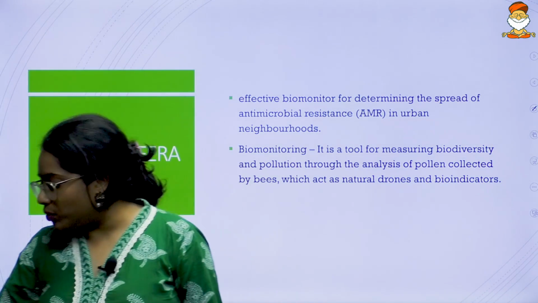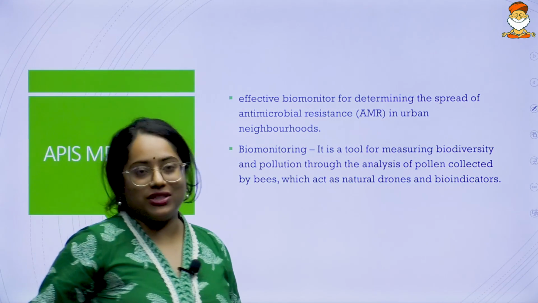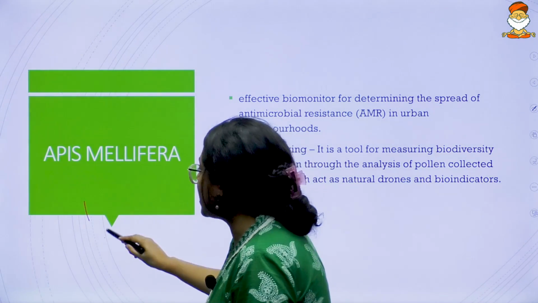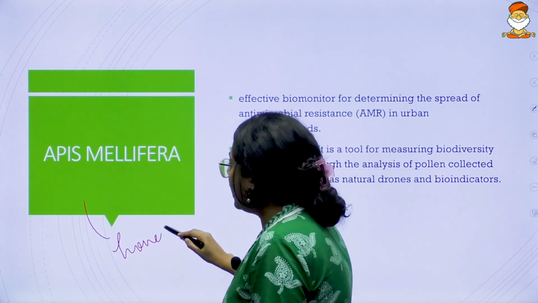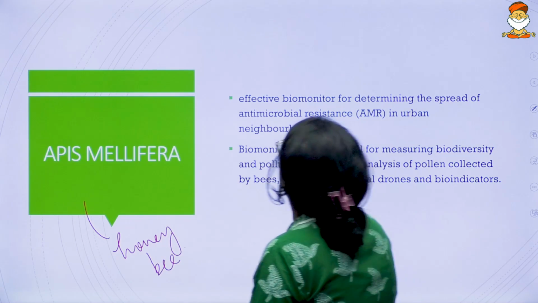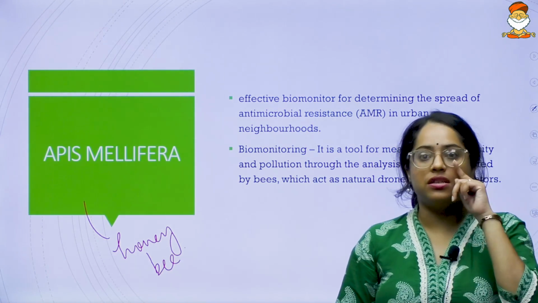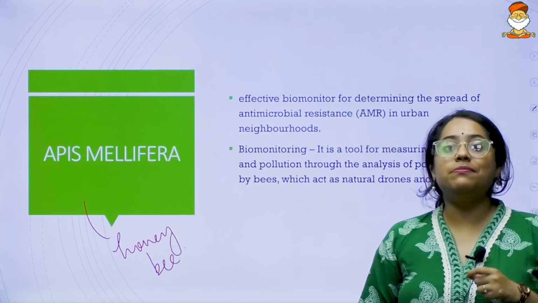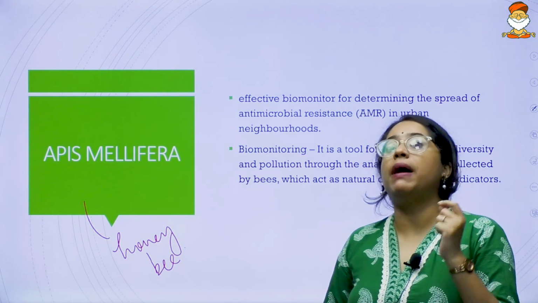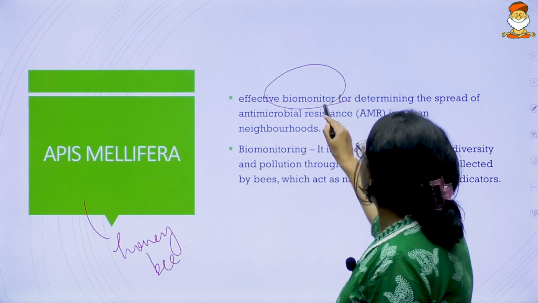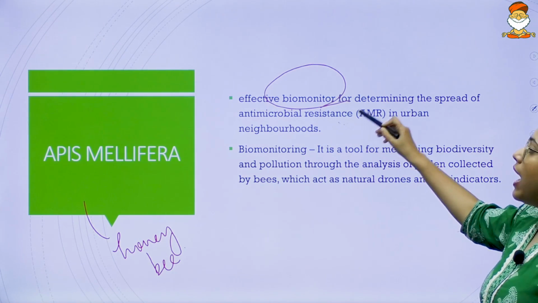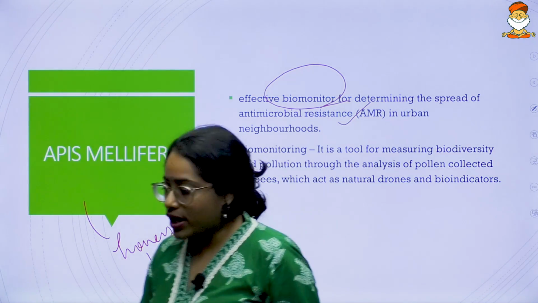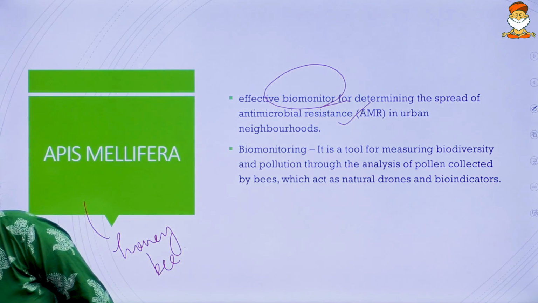The next species I want to discuss with you is a honeybee species. It's called Apis mellifera. When you hear the word Apis, understand it belongs to your honeybee family. Now, the reason I want to discuss this is not because of the species, but a certain word that is involved over here. Apis mellifera is known as an effective biomonitor for determining the spread of antimicrobial resistance in urban neighborhoods. Okay, so they're doing something over here.